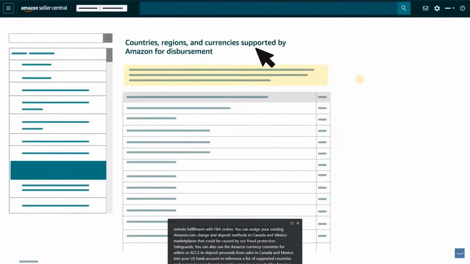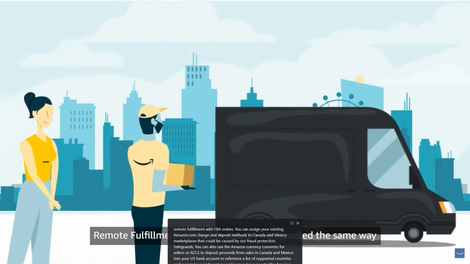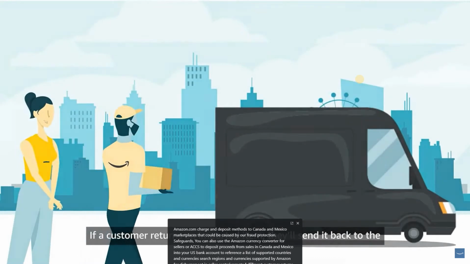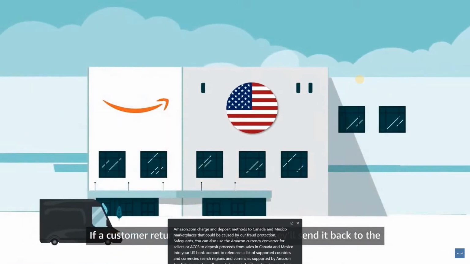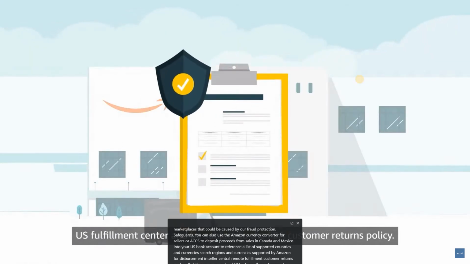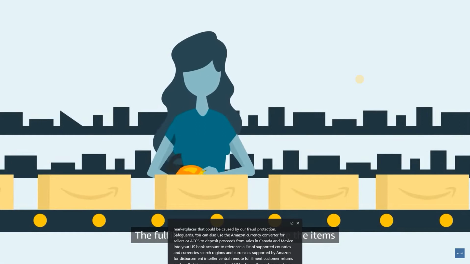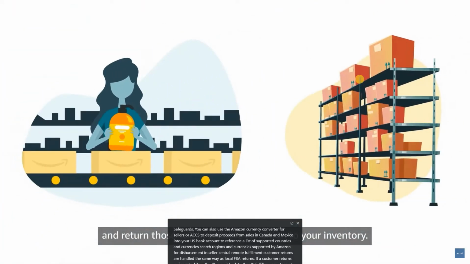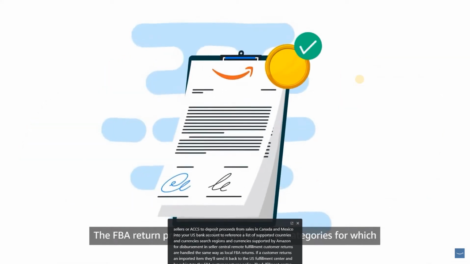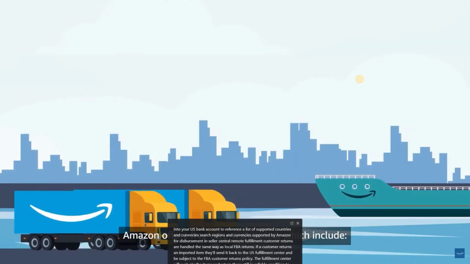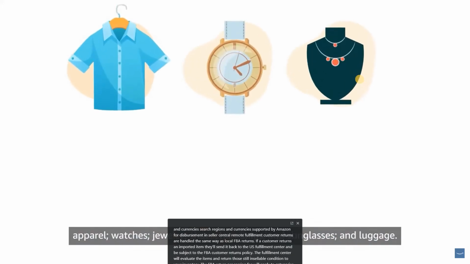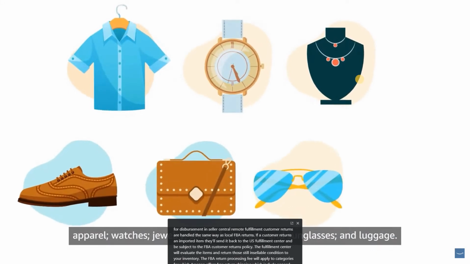Remote fulfillment customer returns are handled the same way as local FBA returns. If a customer returns an imported item, they'll send it back to the U.S. Fulfillment Center and be subject to the FBA customer returns policy. The Fulfillment Center will evaluate the items and return those still in sellable condition to your inventory. The FBA return processing fee will apply to categories for which Amazon offers free return shipping, which include apparel, watches, jewelry, shoes, handbags, sunglasses, and luggage.